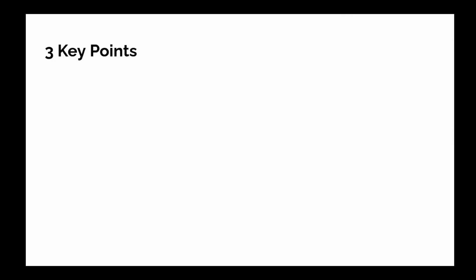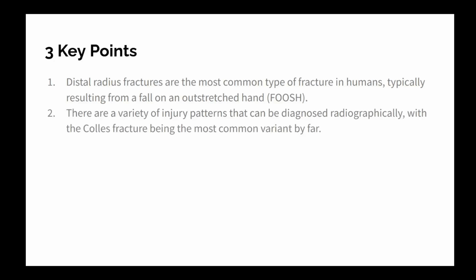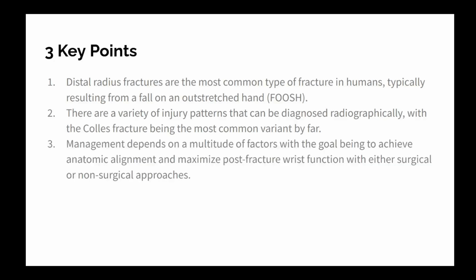So 3 key points about distal radius fractures. The first is that they're the most common type of fracture in humans, typically resulting from a fall on an outstretched hand. There are a variety of injury patterns that can be diagnosed radiographically, with the Colles fracture being the most common variant. And management depends on many factors, with the goal of achieving anatomic alignment and then maximizing function with either surgical or non-surgical approaches.